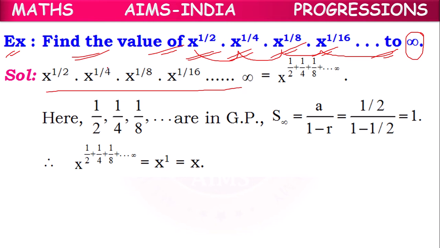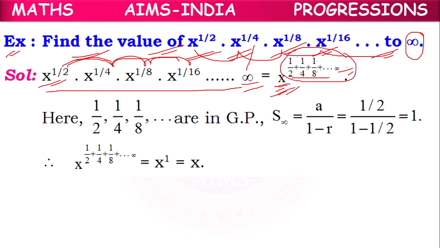As the bases are the same, according to the laws of exponents, we can write the base one time and we can add all the exponents, up to how many times we are doing the product, infinite times. So 1 by 2 plus 1 by 4 plus 1 by 8, like this up to infinity, we will be having the exponents. That sum we have to take for this common base.